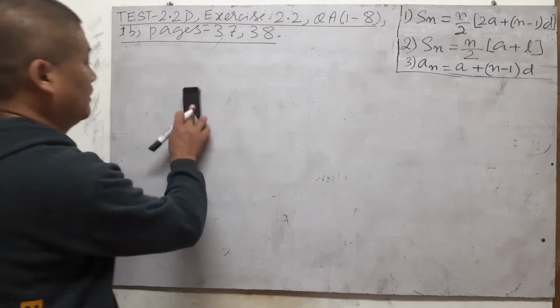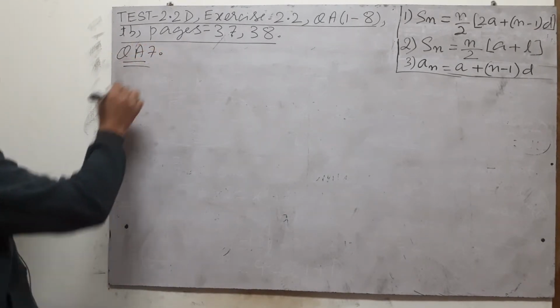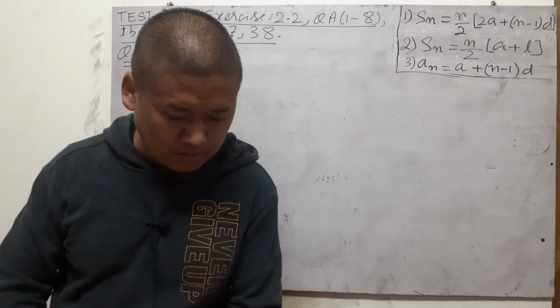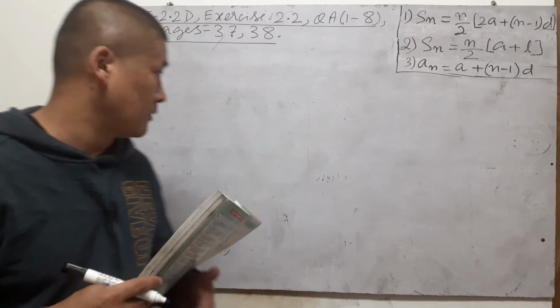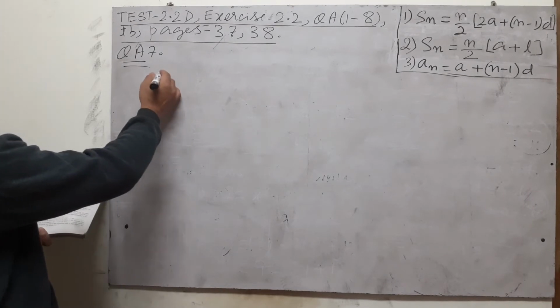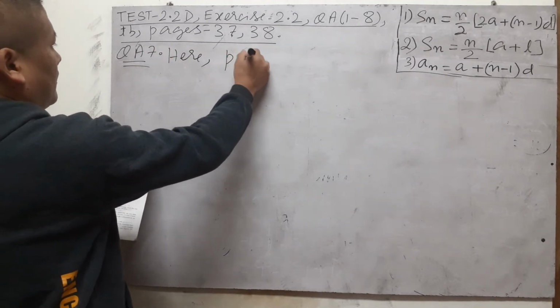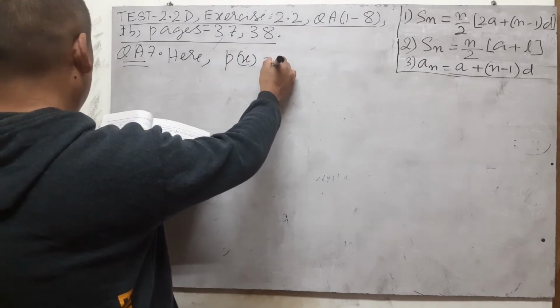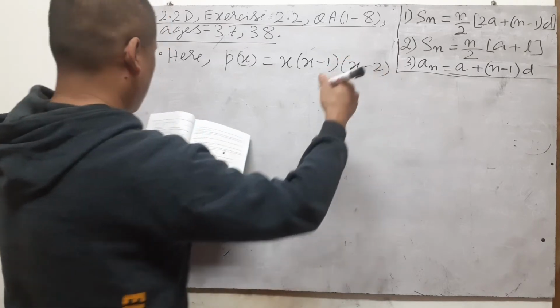So here, question A7, I think. Okay. The zeros of the polynomial p of x equal to. So here, given to us is p of x is equal to x into x minus 1 into x minus 2.